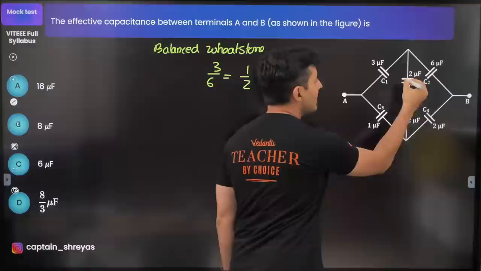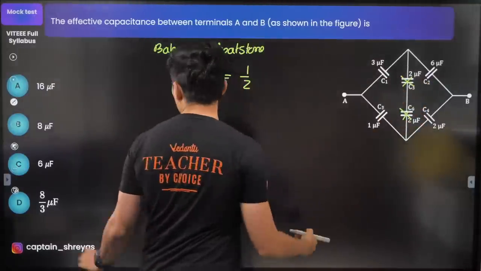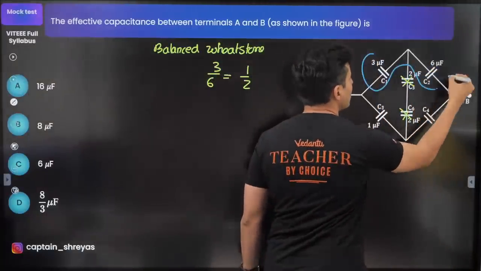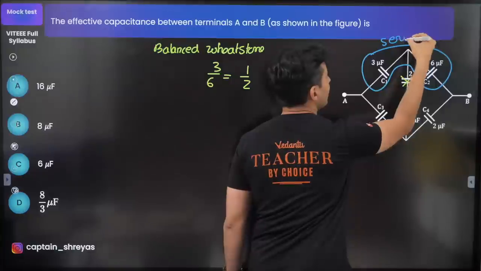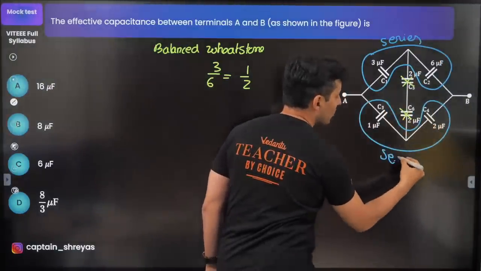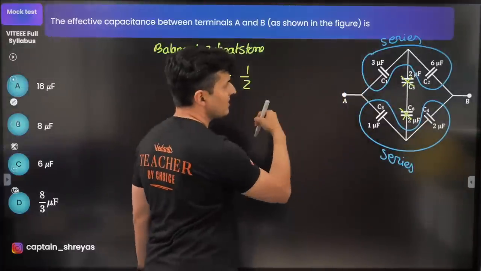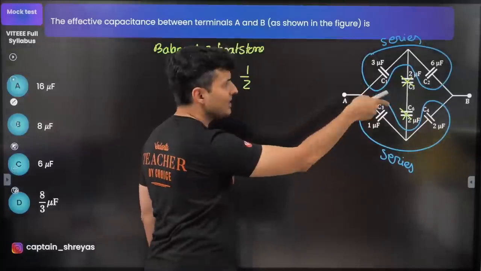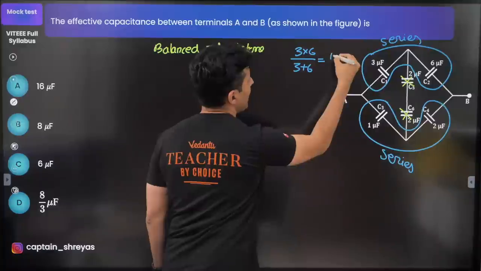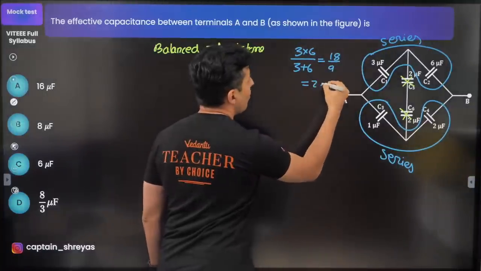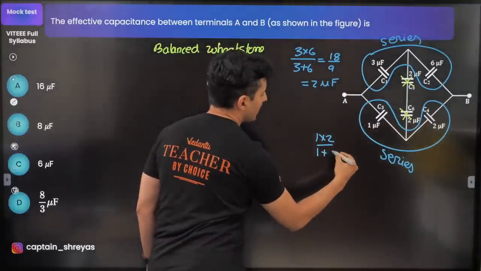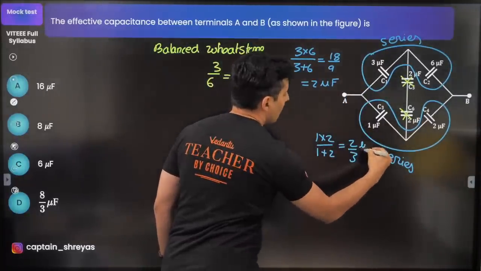So you can completely ignore this and this. Now you just need to figure out what is the equivalent of these two capacitors which are in series. Also, these two capacitors, one after the other, are also in series. So this equivalent will be C1 C2 by C1 plus C2. So 3 into 6 by 3 plus 6, which is 18 by 9, which is 2 microfarad. This one is 1 into 2 upon 1 plus 2, which is 2 by 3 microfarad.